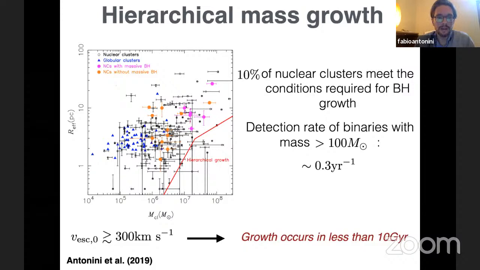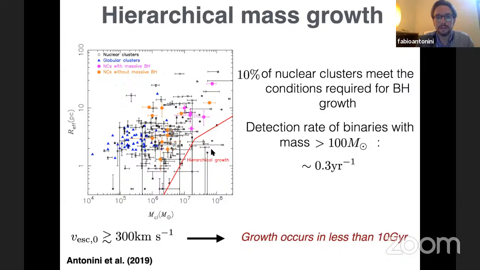So the question is whether there are actually nuclear star clusters that meet these conditions. What I show here in this plot is the effective radius of nuclear star clusters. This is just the radius containing approximately half of the integrated luminosity of the cluster as a function of the total cluster mass. And according to our models, the region in this plot below these red lines is the region where hierarchical growth can actually happen and lead to the formation of these very massive seeds.